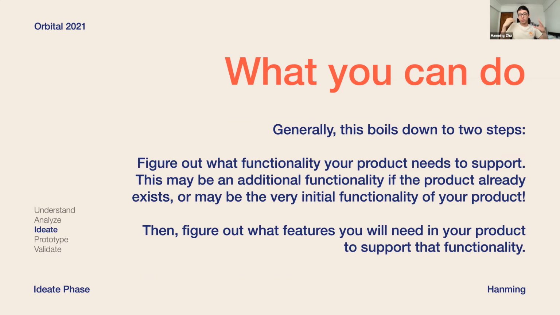So what's the difference between functionality and feature? Let's give an example. Let's say Grab. A functionality Grab can support would be allowing users to book car rides. This is quite a general functionality. But what are the features that you need to support it? First, you need a way for users to see the map, see where they are, a way to select their destination, and a way to select their starting point. Some way to see where the current driver is at, and see how long the driver will take. All these are features.